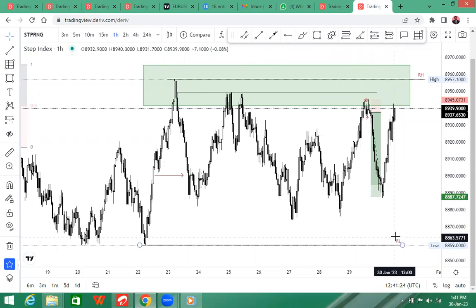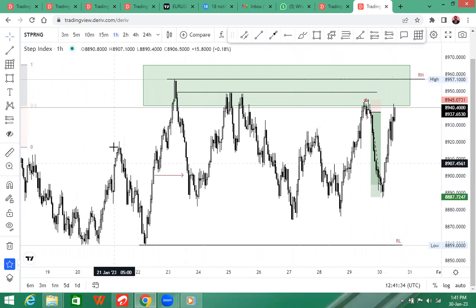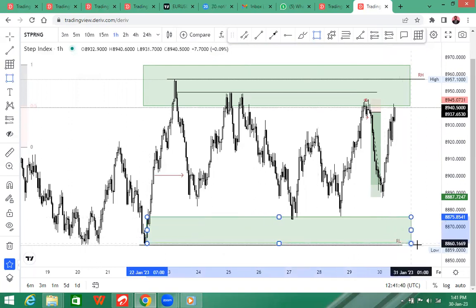Top range, down range. So until this place is taken out, I'm still bearish. If this place is taken out, then we are bullish. I'll now wait for price to come back to 50% of all of this. Maybe I'll now have the box here.